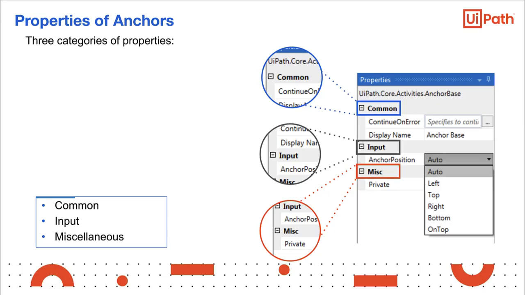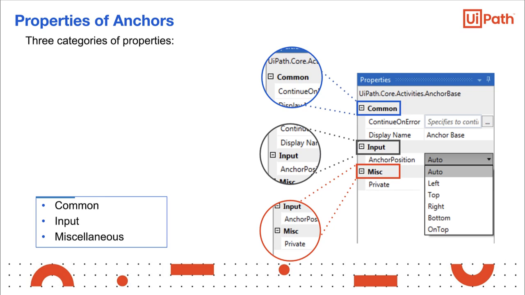Properties of anchors can be categorized into 3 parameters: common, input, and miscellaneous. Under the common category, there are 2 properties. Continue on error is used to specify whether automation should continue executing the rest of the activities if the current activity failed. True or false is used to input the decision for this property. If true or false is not specified for this property, then automation will use false as the default value. Display name displays the name of the activity.